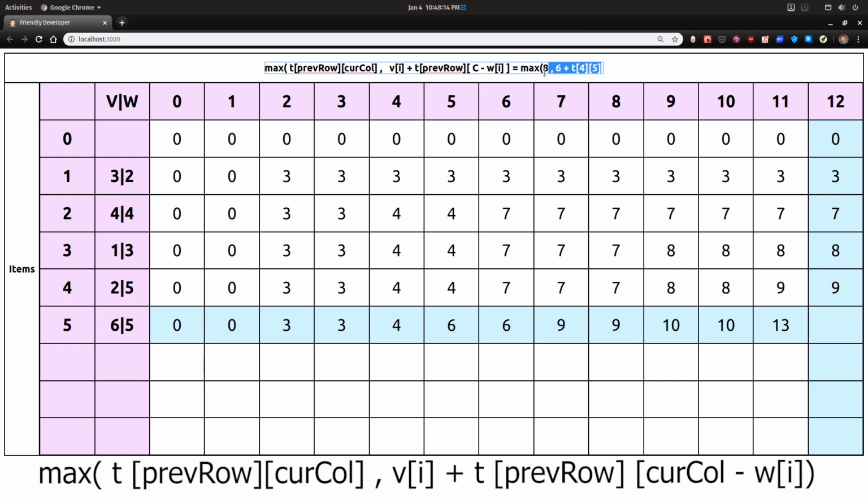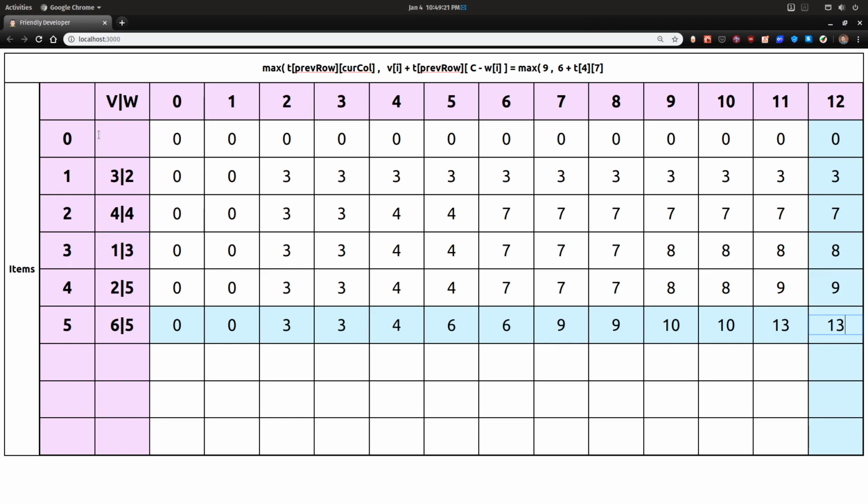So the value of the last cell would be the maximum of the value that we get by excluding the item, which is nothing but the previous row, that is 9, and the value by including the item. By including, we get a value of 6 plus T of 4 of 12 minus 5. 5 is the weight of the item, that would be 12 minus 5 is 7. Okay, so T of 4 of 7 would be 7, again 6 plus 7 is 13. Okay, so this is the maximum value that we can get by considering all the items that are given for a knapsack of capacity 12.